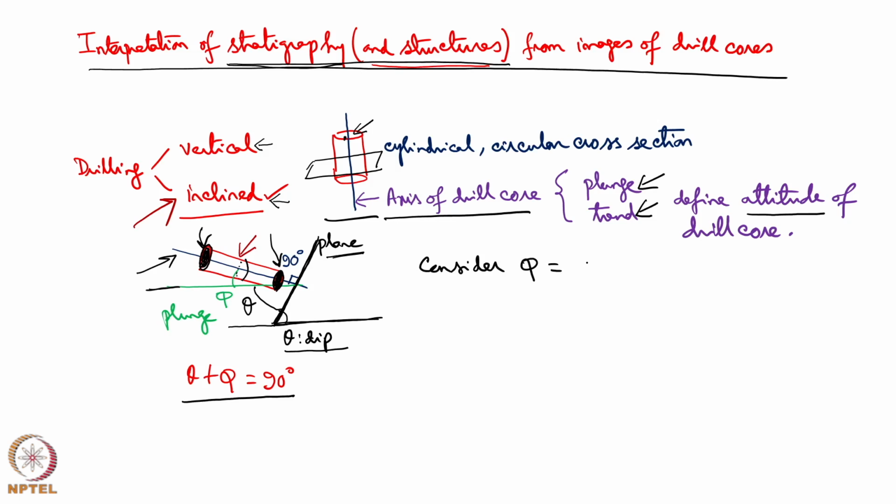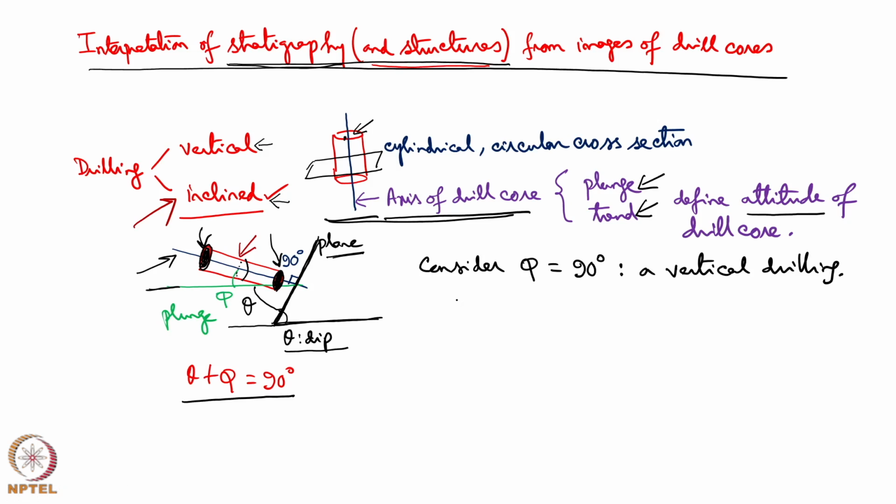Consider phi equal to 90 degree, which means a vertical drilling. Such as this diagram. And if there is a circular cross section, then theta plus phi equal to 90 degree for that specific plane. So, from the relation theta plus phi equal to 90 degree and phi equal to 90 degree, we can say theta equal to 0 degree, which means we are dealing with a horizontal plane. This is obvious and can be seen in this diagram.